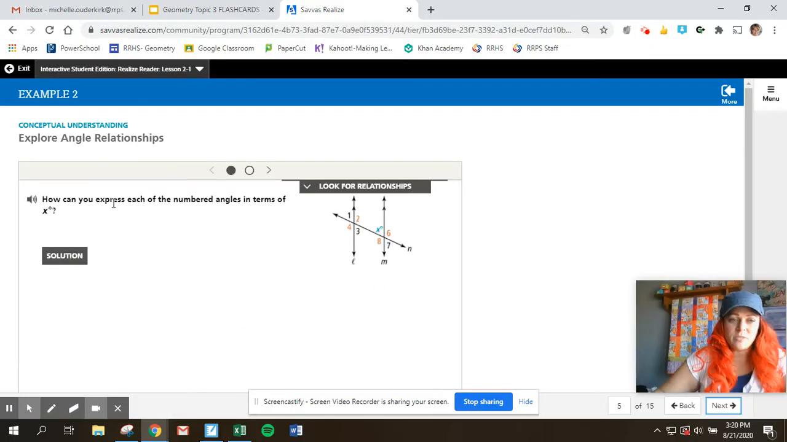Okay. How can you express each of the numbered angles in terms of x? So using the vocab we just went over, if this is x, what other angles should also equal x? Hopefully you remember vertical angles. If you learned those, think, where's my vertical angle to angle x? That should be 7. So if x is here, the measure of angle 7 is x degrees.